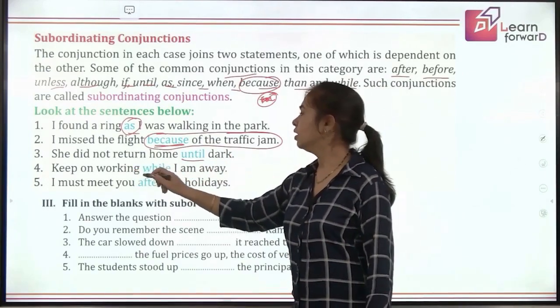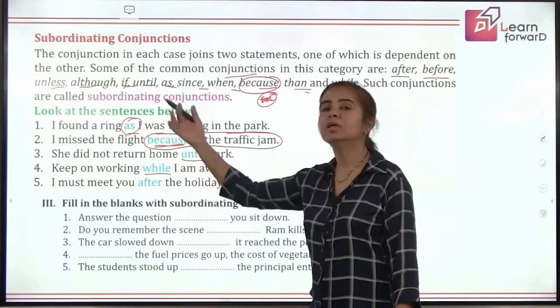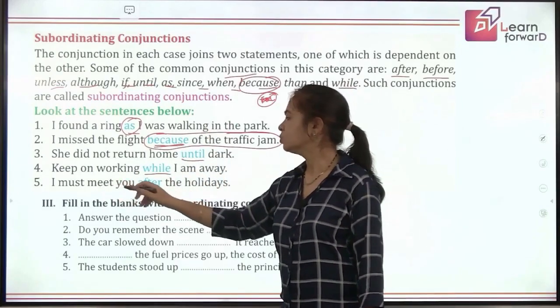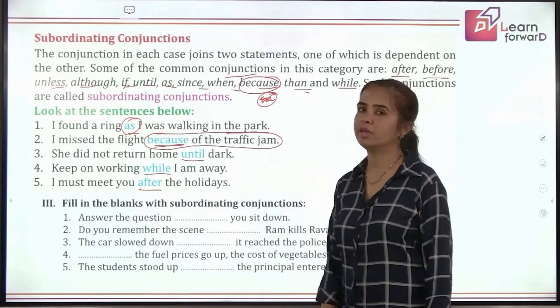So that is subordinating. Keep on working while I am away. What do you have to do while I am away? So that sentence will complete the meaning. So this is subordinating. I must meet you after the holidays. So again, after is the subordinating conjunction here.